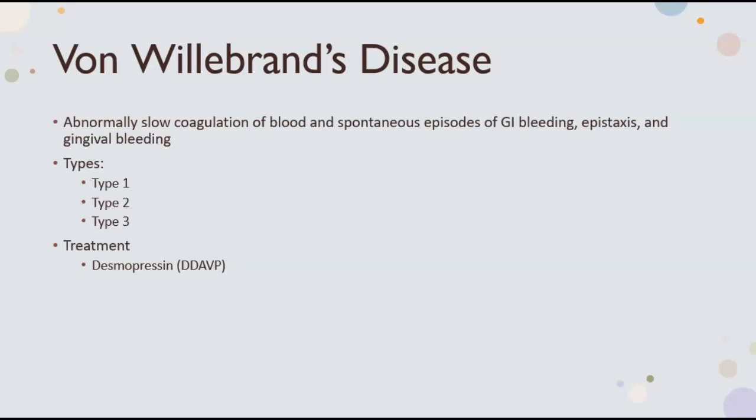Treatment is going to be desmopressin. This is the synthetic form of vasopressin, which is an antidiuretic hormone. Basically what this does is it increases the von Willebrand. And administration of plasma concentrates with von Willebrand factor or factor 8 can also be a treatment for this.